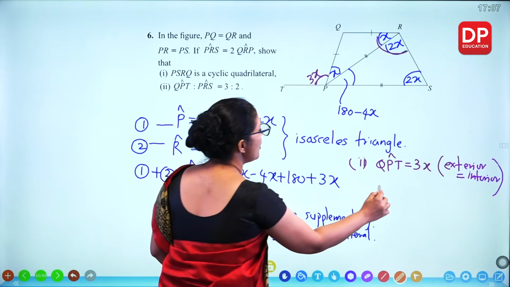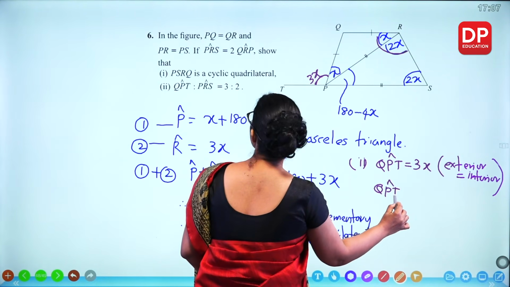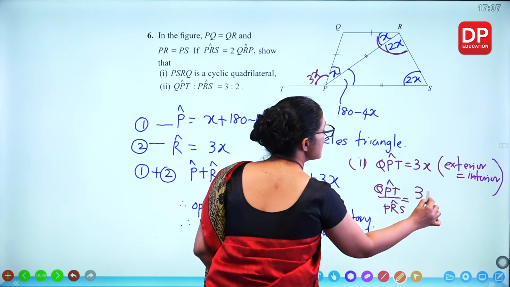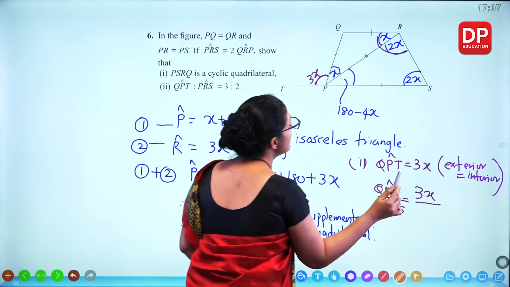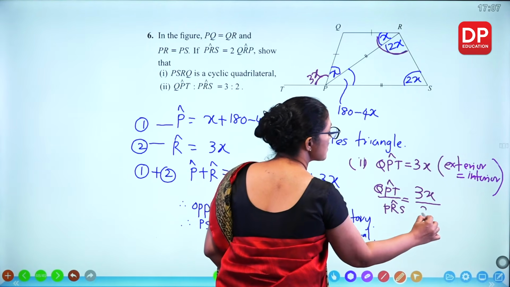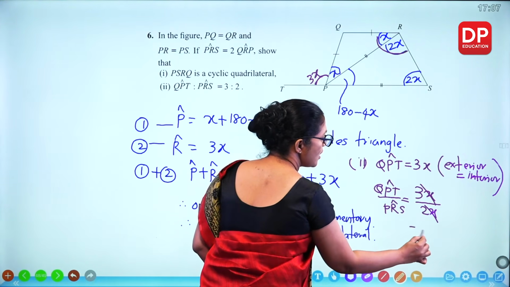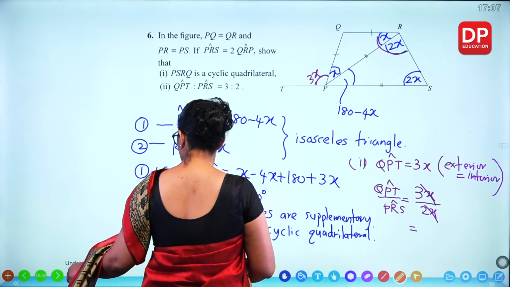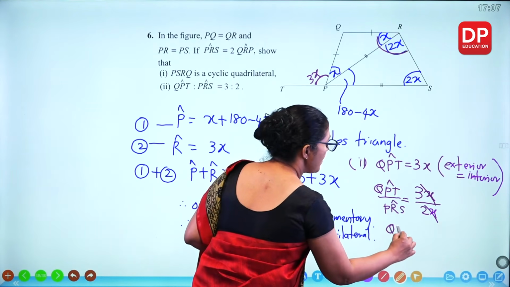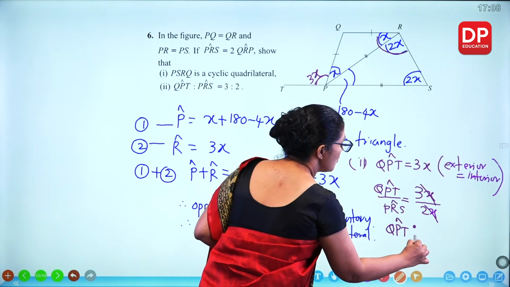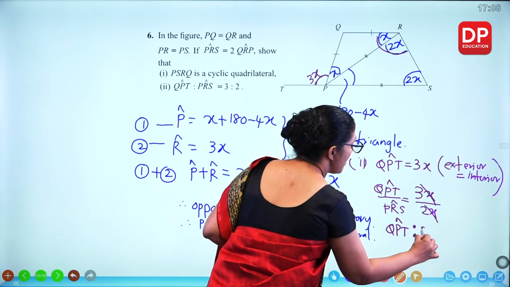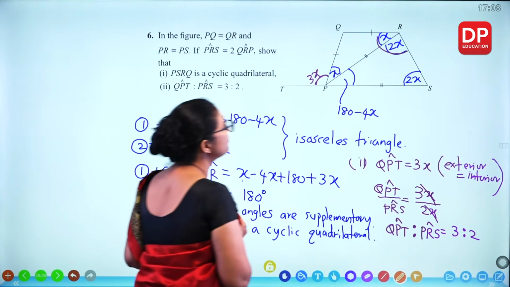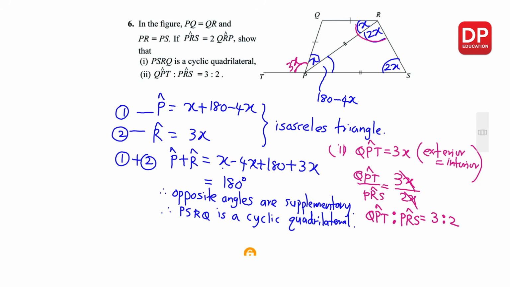So what's the ratio? QPT over PRS is equal to QPT is 3x, PRS is 2x, x cancels out, 3 over 2. So what's the ratio? QPT to PRS angle is 3 to 2. So that's what we need to show.